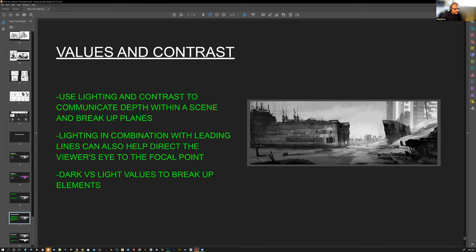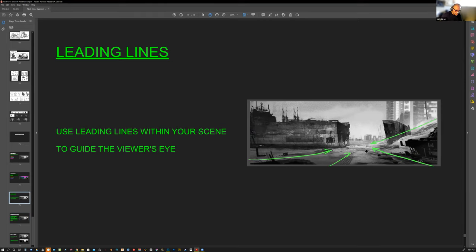So, values and contrast. Lighting in combination with leading lines can also help direct the viewer's eye to a focal point. In this particular case, my focal point is this opening between this barge, this tanker that crashed onto a beach. That could be in a game, right? Where you're driving your cruiser and you have to get through this. Maybe this is a gate to safety or something. So how do we illustrate that in a very fun and narrative way?